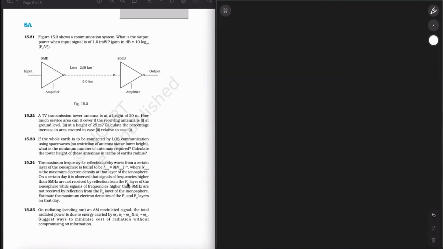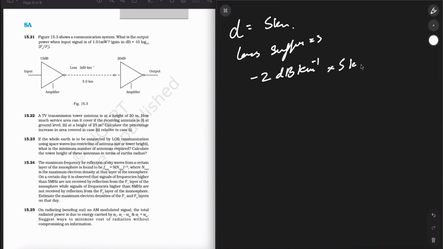Next up, we have question number 21. The figure shows a communication system. What is the output power when the input signal is 1.01 milliwatt? Gain in dB is 10 log 10 P0 by Pi. The distance d of the transmission path is 5 kilometers. The loss suffered will be given by the attenuation constant, as given in the last question. It is minus 2 dB per kilometer into 5 kilometers, which will be equal to minus 10 dB.